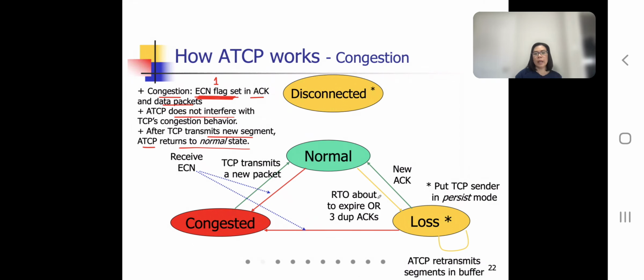Now, when ATCP is in the lost state, if it receives an acknowledgement or data packet with the ECN flag set to 1, then yes, it goes to the congested state as well. That means now it has to stay quiet and let TCP handle congestion. The same thing here for both of these.